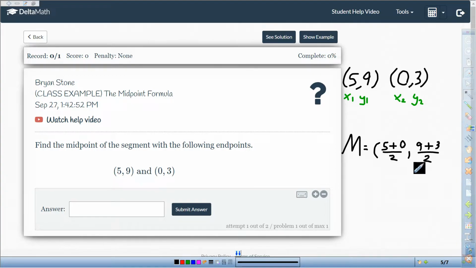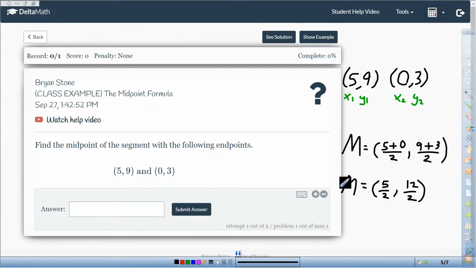Be careful with mixing this up with the distance formula. Obviously they're different. Cool. From here, we can just do some math. 5 plus 0 is 5, so I'm getting a 5 over 2. 9 plus 3 gives me a 12, so I'm getting a 12 over 2.